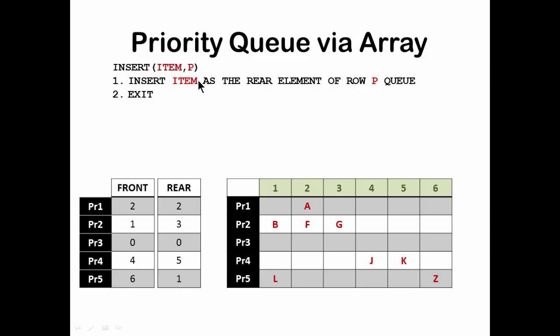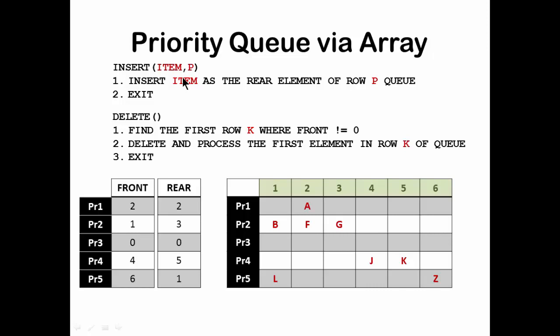If I am saying K4, K and 4, that means you go to the Q4, priority 4, and there find the value of rear, and at rear plus 1 store the value K. So insertion is same as the queue, but where you want to insert would be selected by the value P. If you want to delete the value, deletion is considerably an easy task over here.